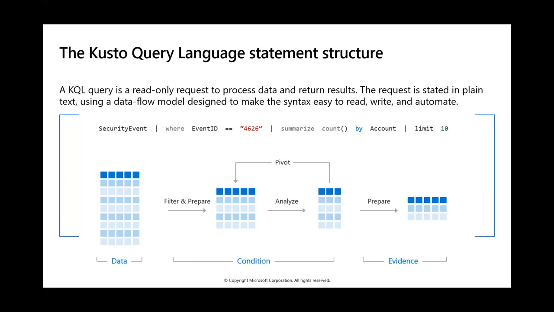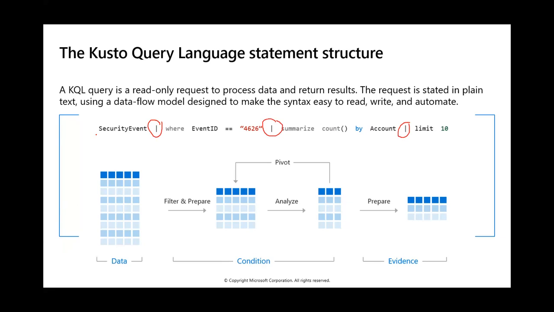So the request is stated in plain text using a data flow model designed to make the syntax easy to read, to write, and to automate. The query uses the schema entities organized in a hierarchy similar to a SQL database with tables and columns. It is important to understand how the results flow through the pipe, this little pipe that we can see here, because this is also like working with PowerShell commands, for example. The pipe is used to separate operations, let's say.